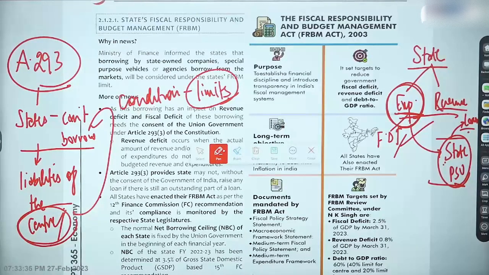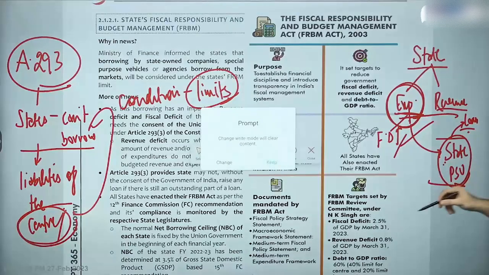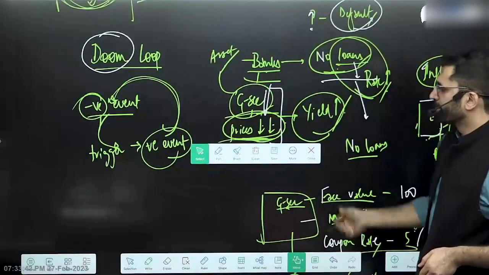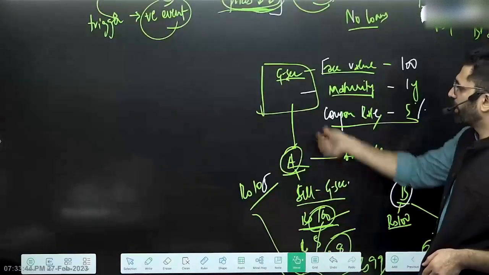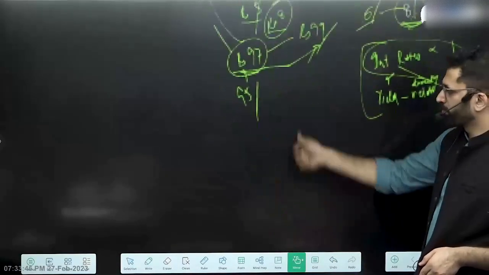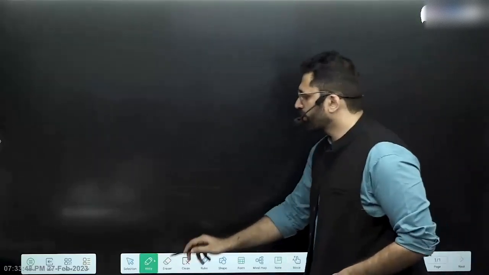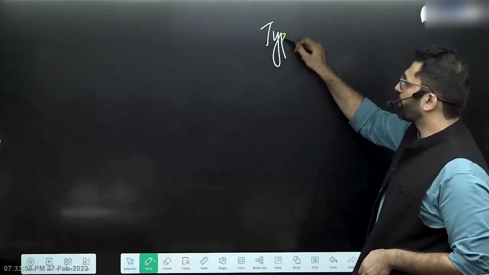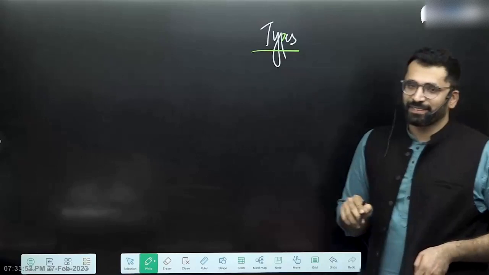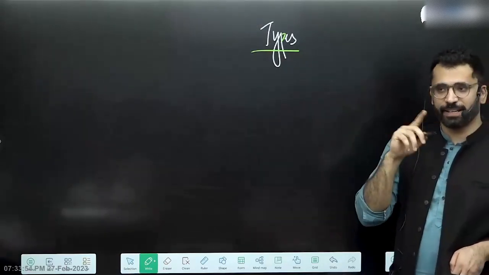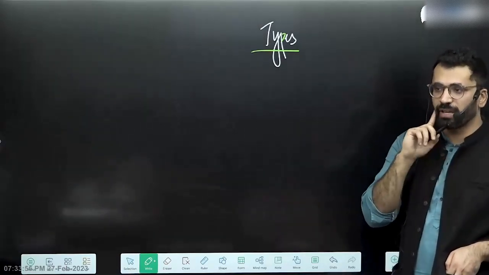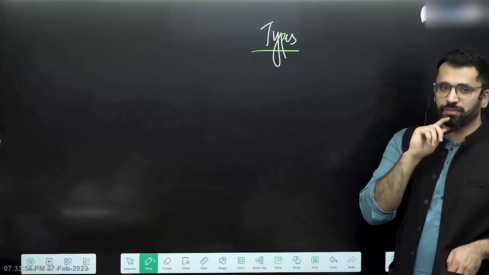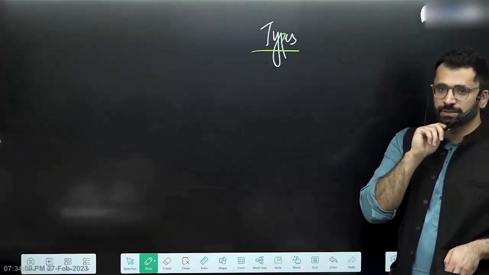PSUs have different formations. For example, what are the different types of PSUs? Departmental and what? What are the different types? So understanding the type is important, then only off-budget borrowings will make sense. What are the different types of PSUs?